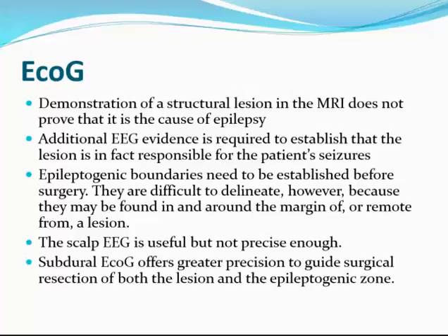Demonstration of a structural lesion in the MRI does not prove that it is the cause of epilepsy. Additional EEG evidence is required to establish that the lesion is in fact responsible for the patient's seizures. The boundaries for the area that is causing the epilepsy need to be established before surgery. They are difficult to delineate, however, because they may be found in and around the margin of or remote from the lesion. The scalp EEG is useful, but it's not precise enough.